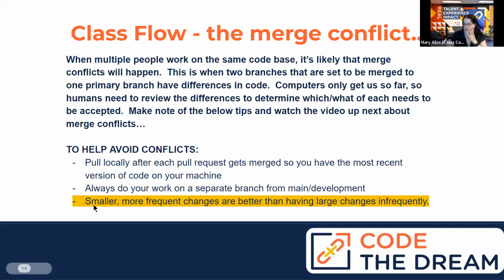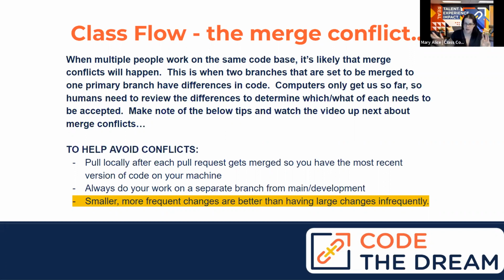Okay, so let's talk merge conflicts: when do they happen, why do they happen, how to fix them. When you've got multiple people working on the same code base, it's likely that merge conflicts are going to happen. That's normal. It's when two branches that are set to be merged to one primary location, like your main branch, have differences in code. Sometimes the differences can be small, like maybe you hit your return button and it moved lines of code down one, so now the lines don't match up and there's confusion. They can also be large, like you accidentally overwrote somebody's block of code.